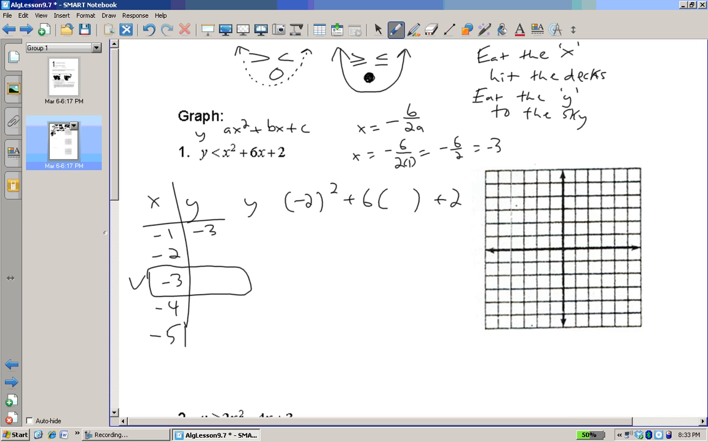Plug in negative 2. Negative 2 squared is positive 4. 6 times negative 2 is negative 12. 4 plus negative 12 is negative 8, and plus 2 is negative 6.